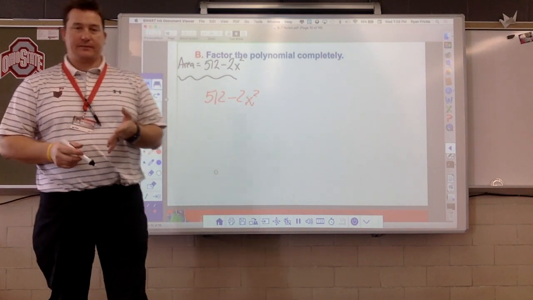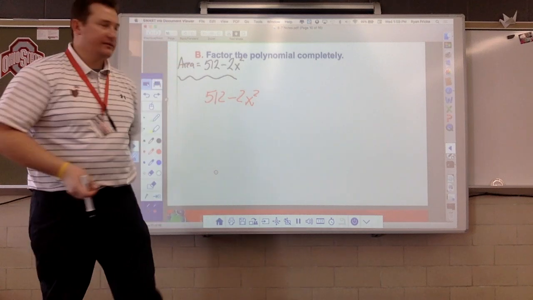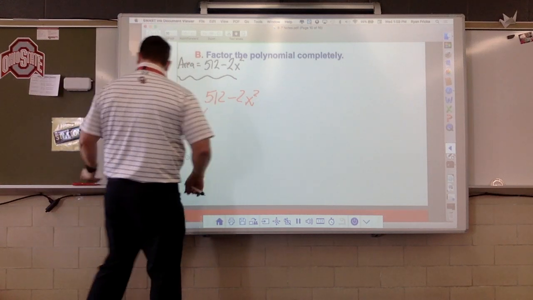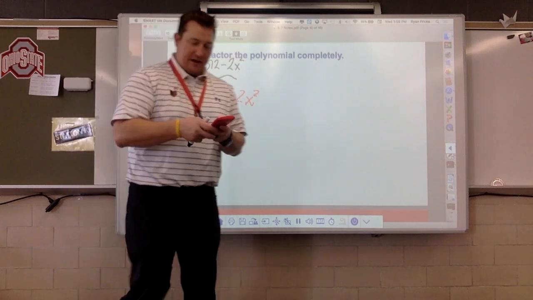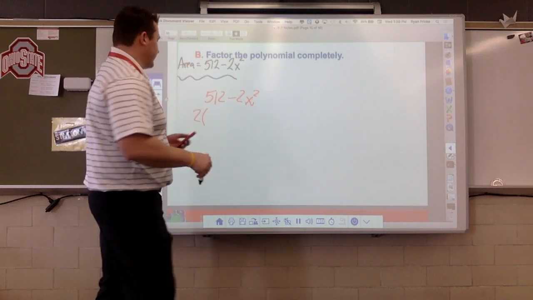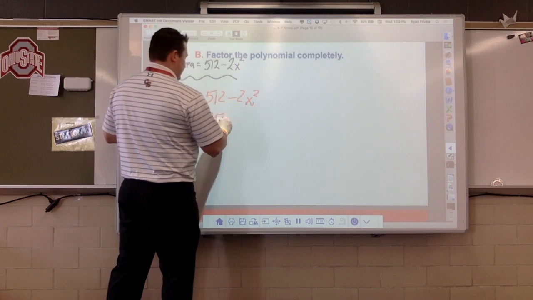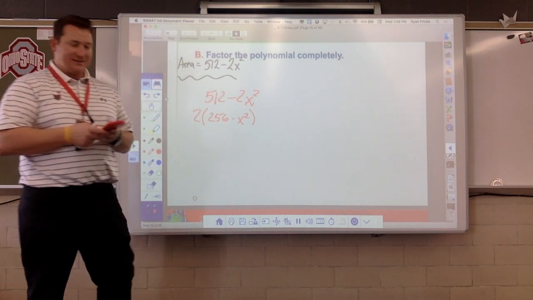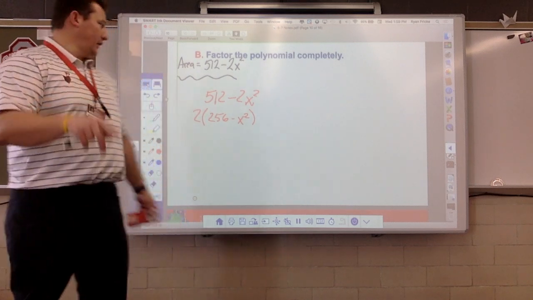So factor this polynomial: 512 minus 2x squared. What can we do first? Somebody said it. Factor out a 2. No, still too late in the day. 512 divided by 2 is 256, minus x squared. That sounds great, doesn't it? We should be done here, I think, right?